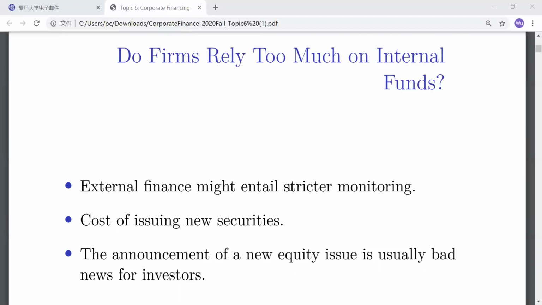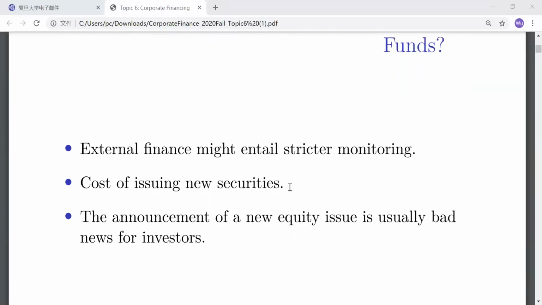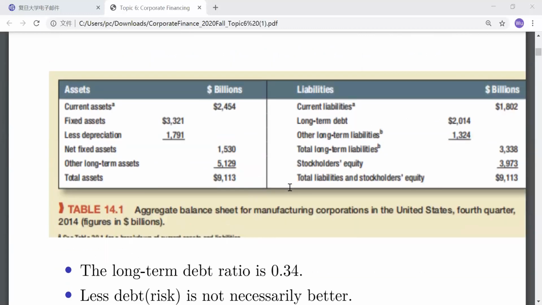There are also costs associated with issuing new securities. For example, you have to hire an investment bank that acts as underwriter for your security issuance, right? Then you need to pay them a commission in order for them to help you issue the new security. Also, the announcement of a new equity issue is usually bad news for investors. We will talk about this later in this chapter, but keep it in mind because the market reaction is usually negative for a new equity issue. That is also why managers are reluctant to issue equity to raise financing.